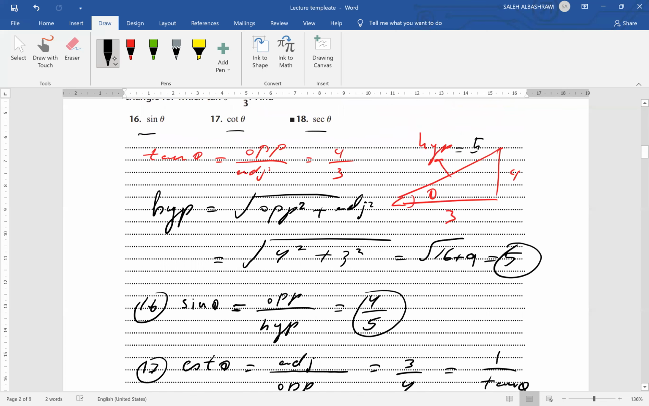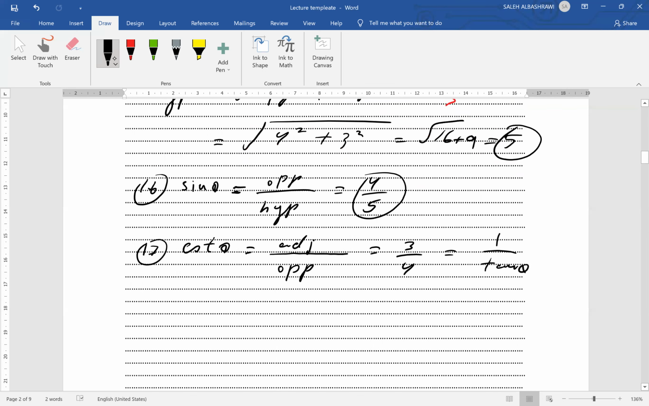And question number 18, we need to find secant of theta. Secant of theta is defined to be the hypotenuse divided by the adjacent, that will be equal to 5/3. So the secant of theta is equal to 5/3.